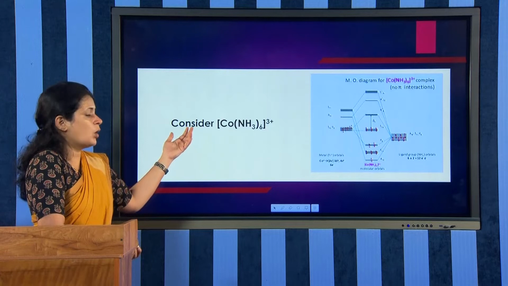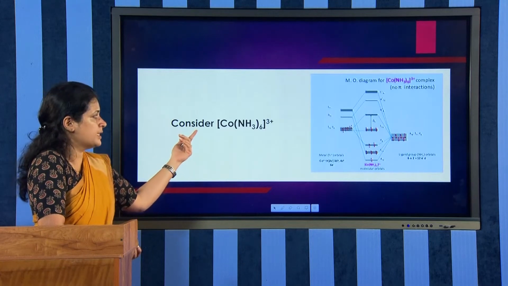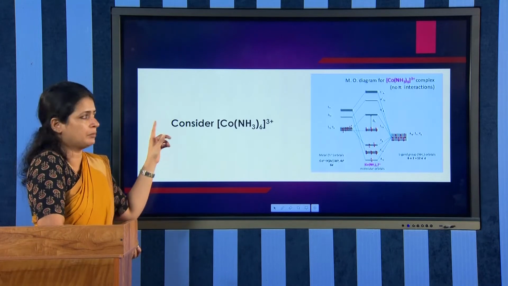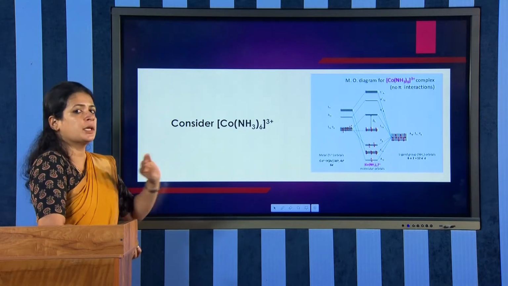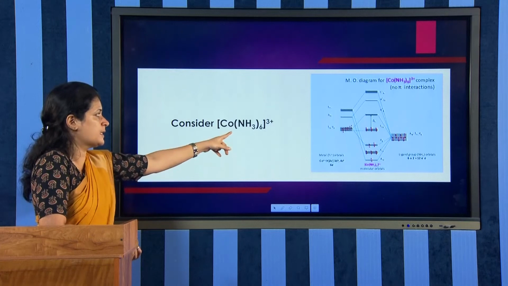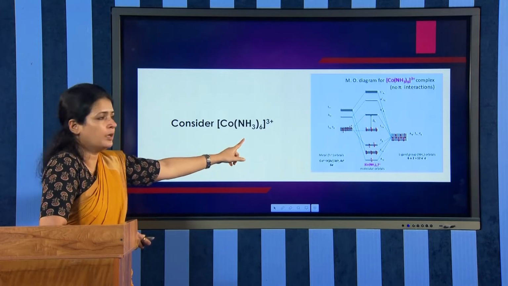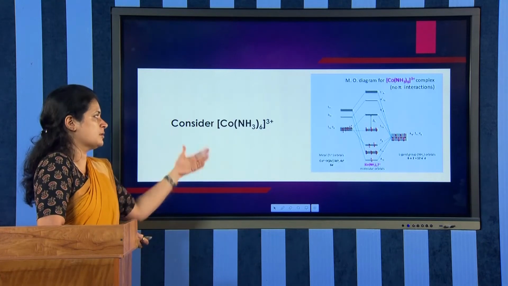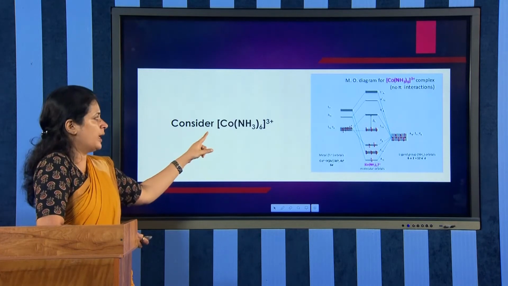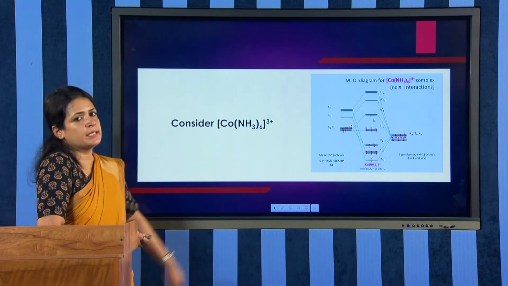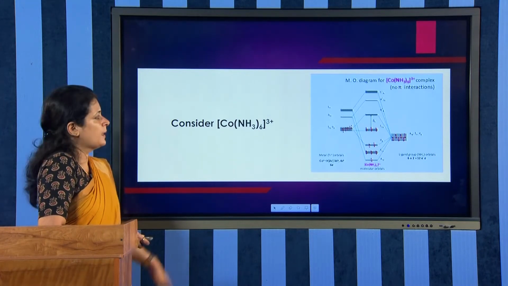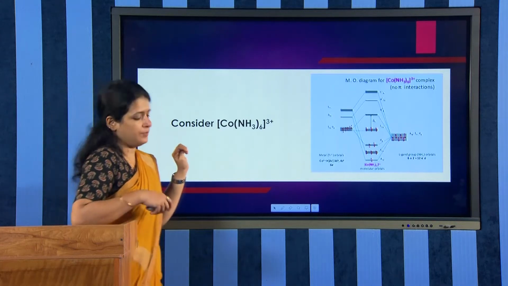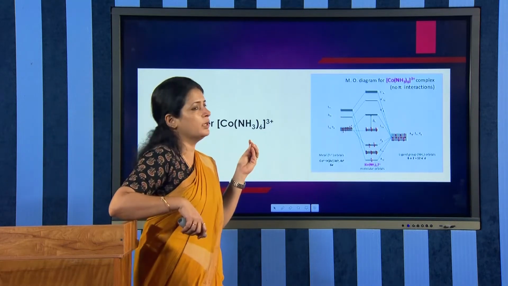Now, how many ligands are there? We have 6 ammonia ligands. Each ligand gives 2 electrons to the central metal atom. In total, how many electrons are donated by the ligands? 6 into 2, that is 12. So, in total how many electrons are there with the central metal atom? It is 12 plus 6, that is 18. So, in total we have 18 electrons for the system.